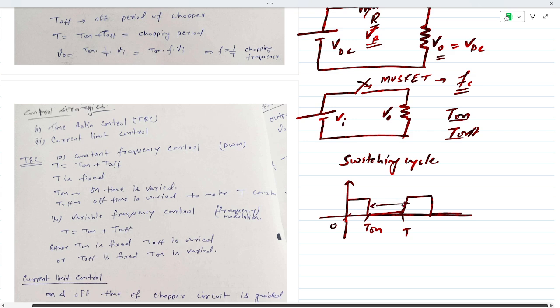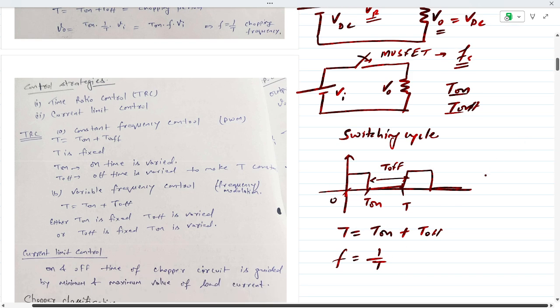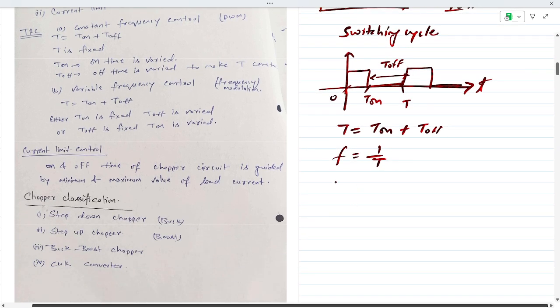This duration is T off, and capital T, which is the time period, is equal to T on plus T off. The frequency is 1 upon capital T. This is basically the switching frequency. With respect to time, this is the duty cycle: the on time with respect to total time. It is represented by alpha, and this alpha plays a very important role in regulating the output voltage.